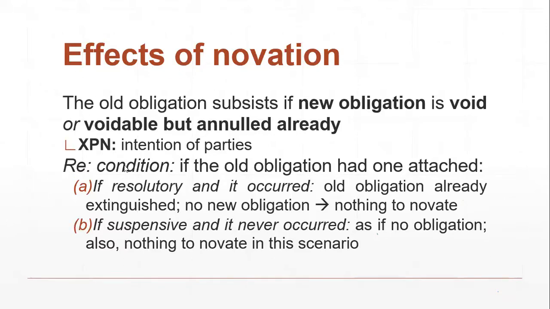And therefore, as a result, there can be no novation, even if there is a new obligation, because there is nothing to novate. Okay? Now, if the condition is suspensive, what is a suspensive condition? A future and uncertain event, the happening of which will cause the obligation to arise. Okay? If the condition is suspensive and it never occurred, then there is as if no old obligation. And as a result, nothing also to novate.